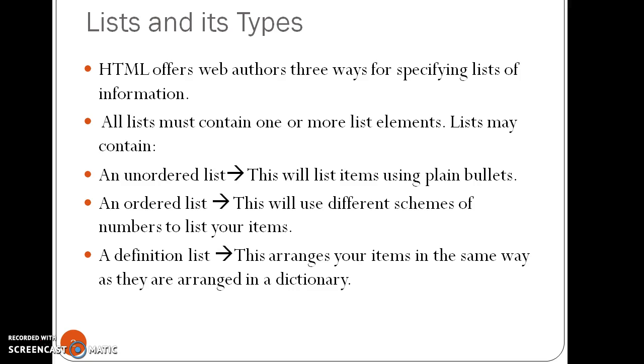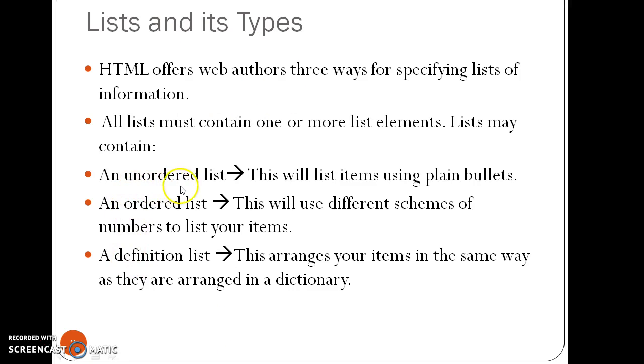The concept of list is similar to the MS Word bullets and numbering. There we are listing the items using plain bullets and some items are listed using numbers and different styles of numbers. The same thing we are implementing in HTML. Lists are of three types.